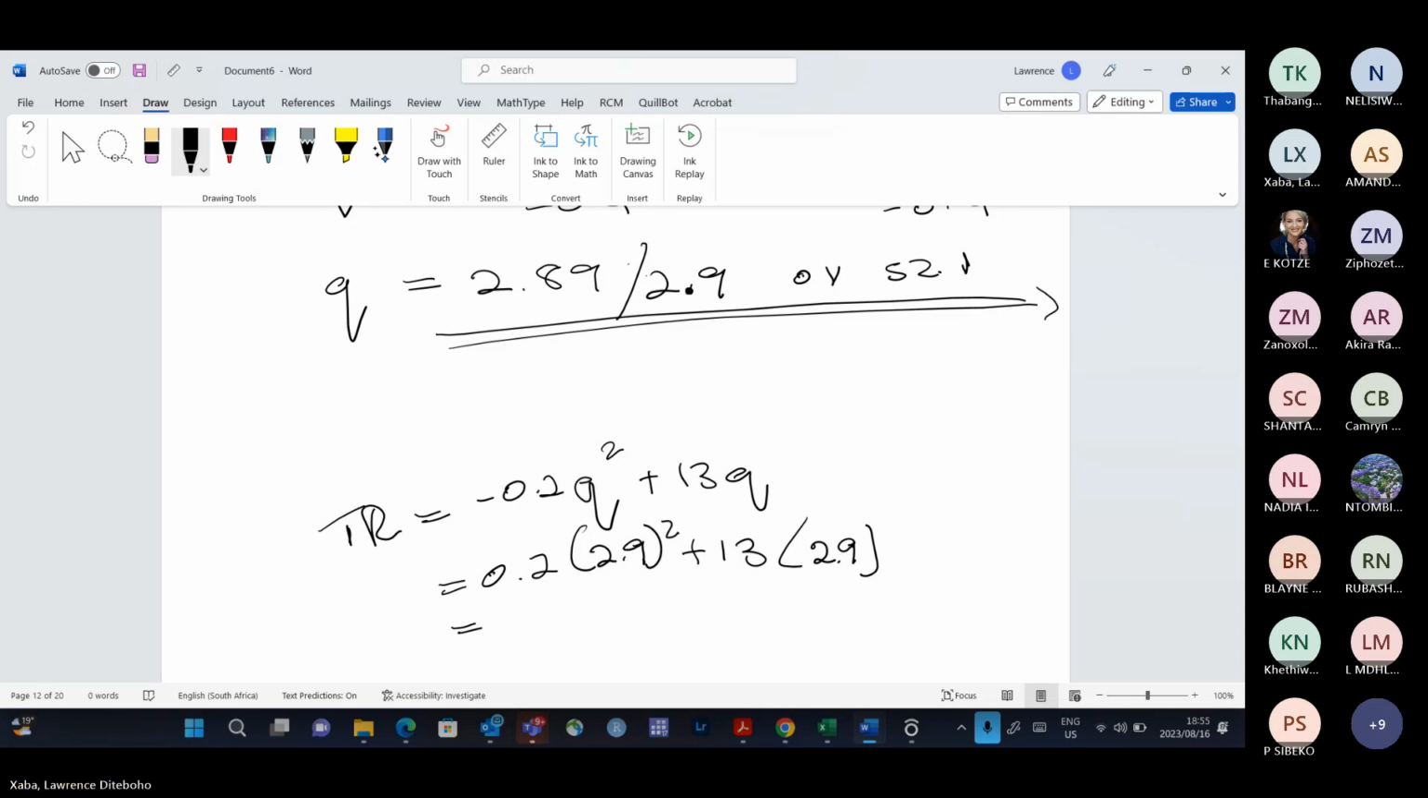Then let's go to 50. Negative 0.2 open brackets, let's say it's 52.1 close brackets, squared plus 18 open brackets 52.1. Now let me check, what did I do? Q squared, blah, blah, blah. It's 10, Q 65.